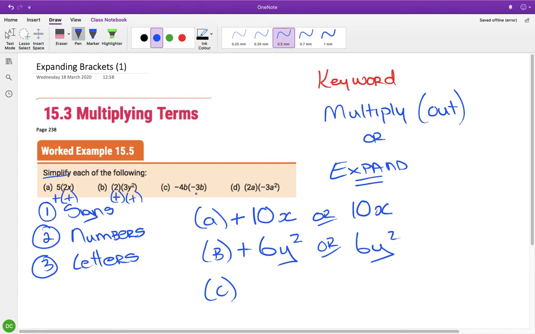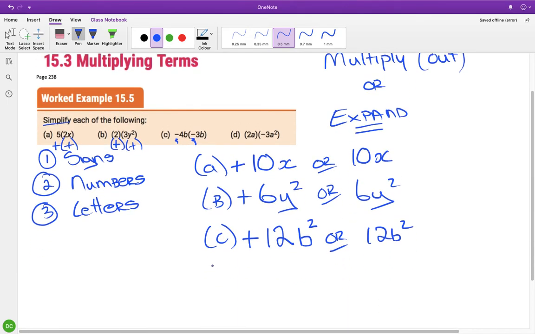C then, so back to signs. Here we have a minus by a minus. Signs are the same, which means the answer, again, is a plus. Next, we do the numbers. So 4 times 3 is 12. Now here, letters. So we have a b here on the outside and we have a b here in the bracket. So we're multiplying b times b. That means we have 2 b's. The way you write that is b squared. Again, you do not need that plus, so 12b squared is just fine.